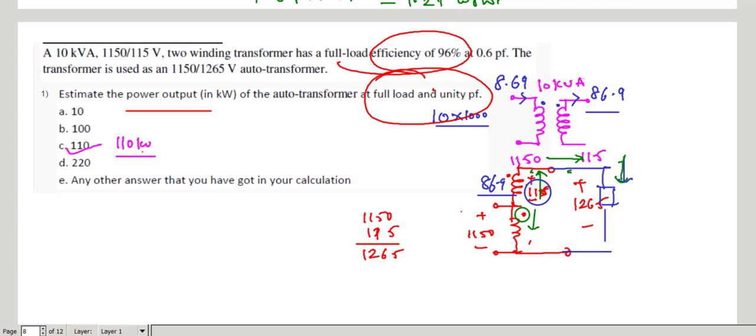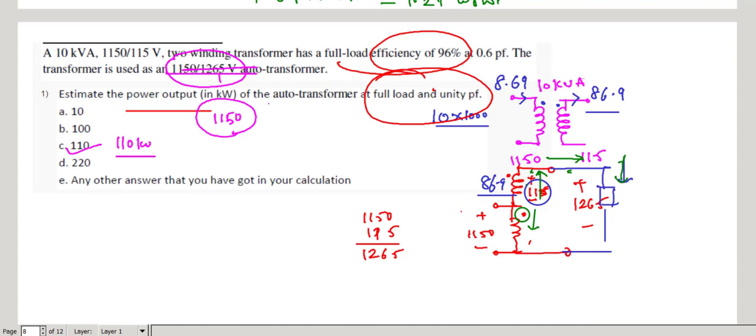In a multiple choice question, how they will ask the same question: a 10 kVA, 115 by 1150 by 115 volts two winding transformer has a full load efficiency of 96% at 0.4 power factor. The transformer is used as an auto transformer. He only said that the auto transformer has a primary voltage of 1150. He has not given the total. So what is the power output?